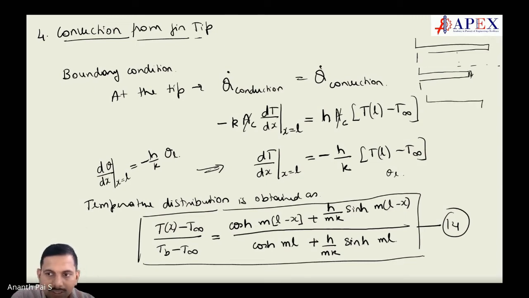Fine? Clear? So the second case is over. The third case is over, where you have a different temperature here. This is the temperature, and this is a different temperature. The fourth case is you don't have any of the four. It's a small fin. Makes sense? There is convection from the tip.